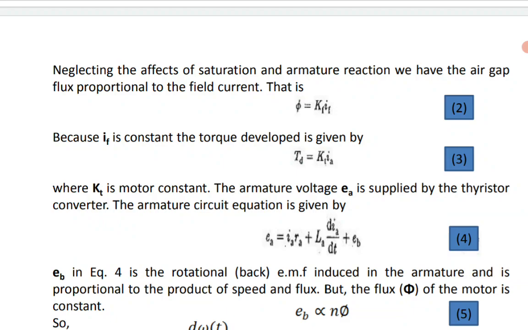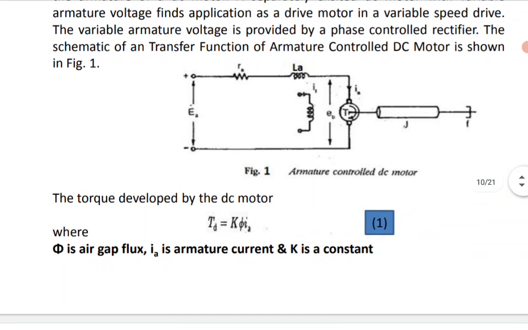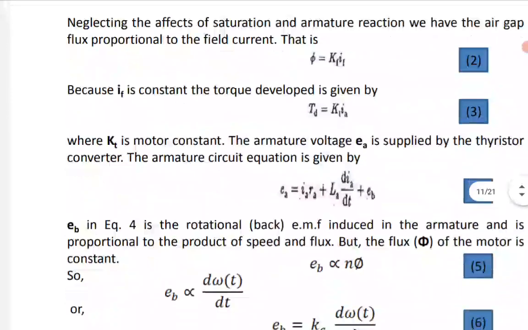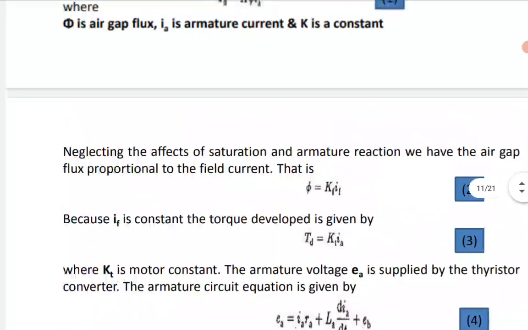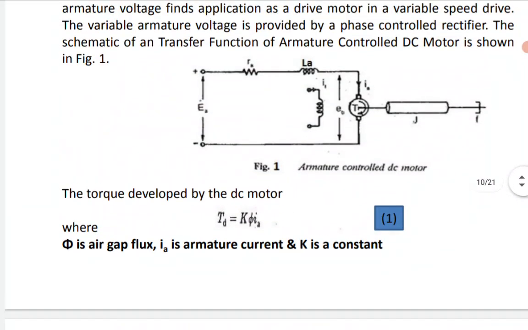The armature voltage Ea is supplied by the thyristor converter, and now with the help of KVL we can develop the equation. That voltage equation is Ea is equal to Ia Ra plus La dia by dt plus Eb.